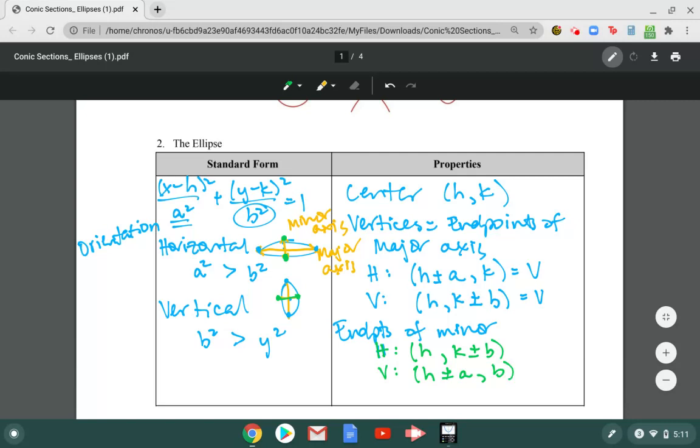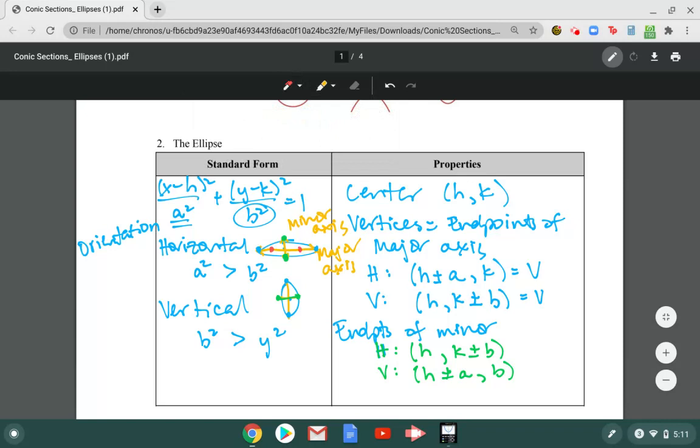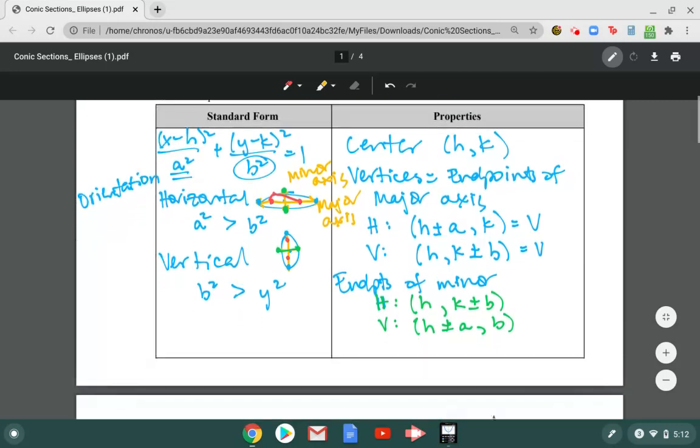Finally, we've got the foci. The foci are another way to geometrically define an ellipse. Foci can be used to draw it geometrically. We can attach a string from one focus to a point on the ellipse to another focus, and then stretch the string and draw it around in a circle, or in an ellipse, I should say. But the foci also have really important properties when it comes to light waves and sound waves. I'm just going to give you the formula, and we'll be finding those also as we go through our examples.